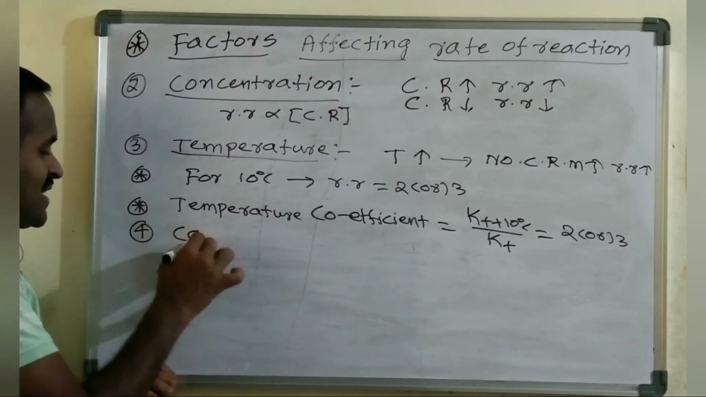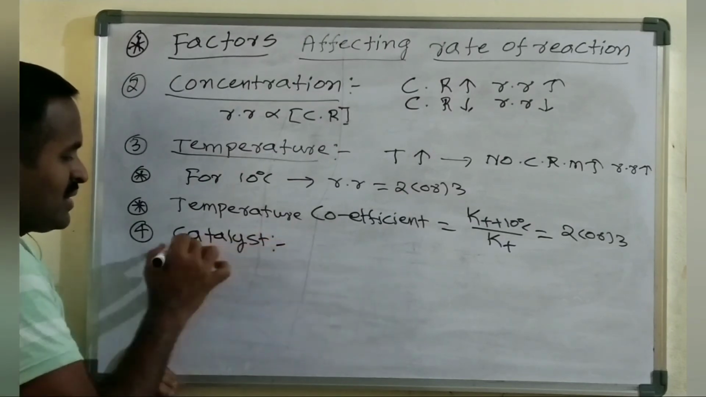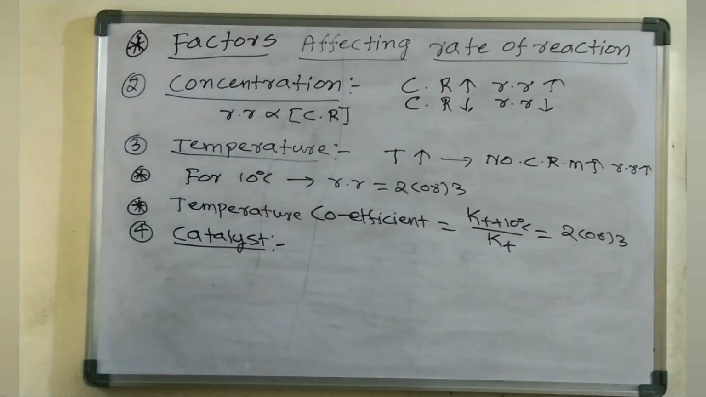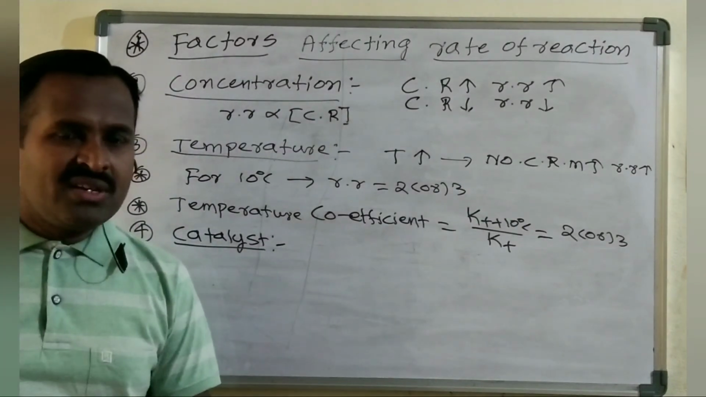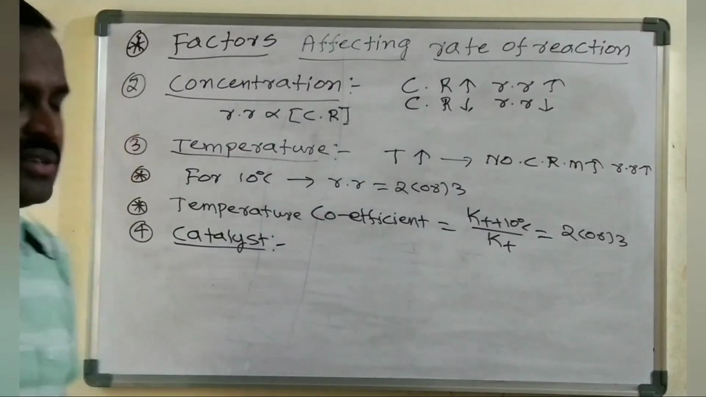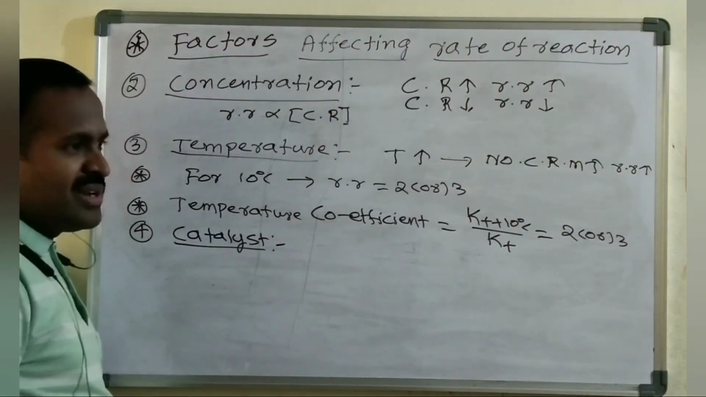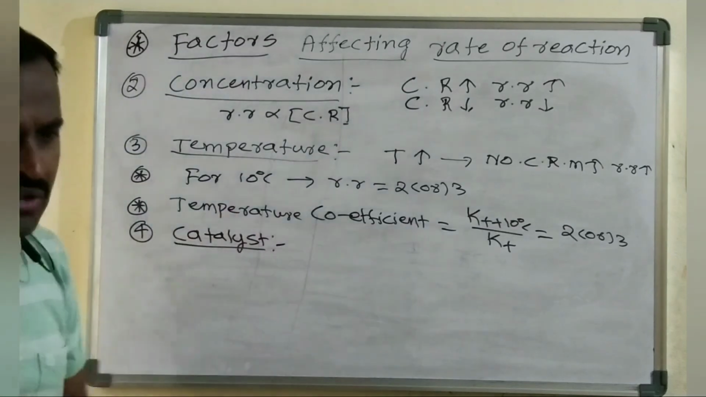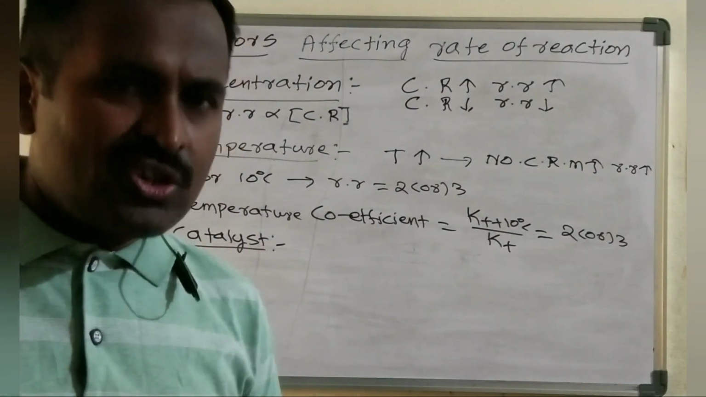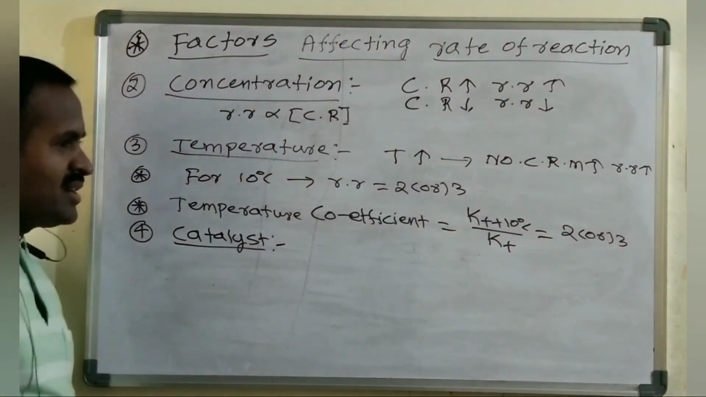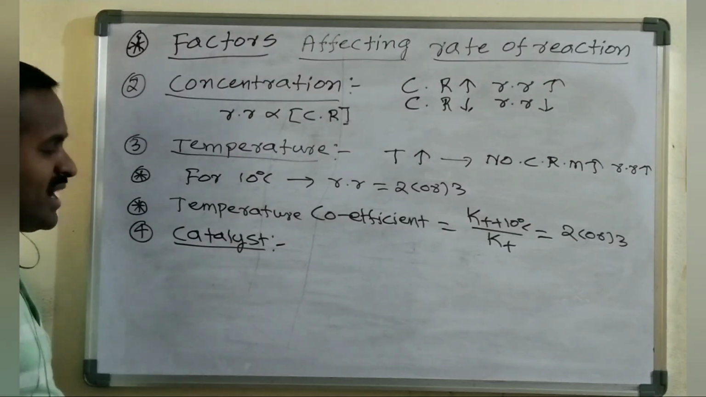There is a catalyst. A catalyst is a substance that will be added to the chemical reaction to increase its rate of reaction without involving itself in the chemical reaction. Such a substance is a catalyst. It is simply a substance added to speed up the rate of the reaction, without being involved in the chemical reaction.